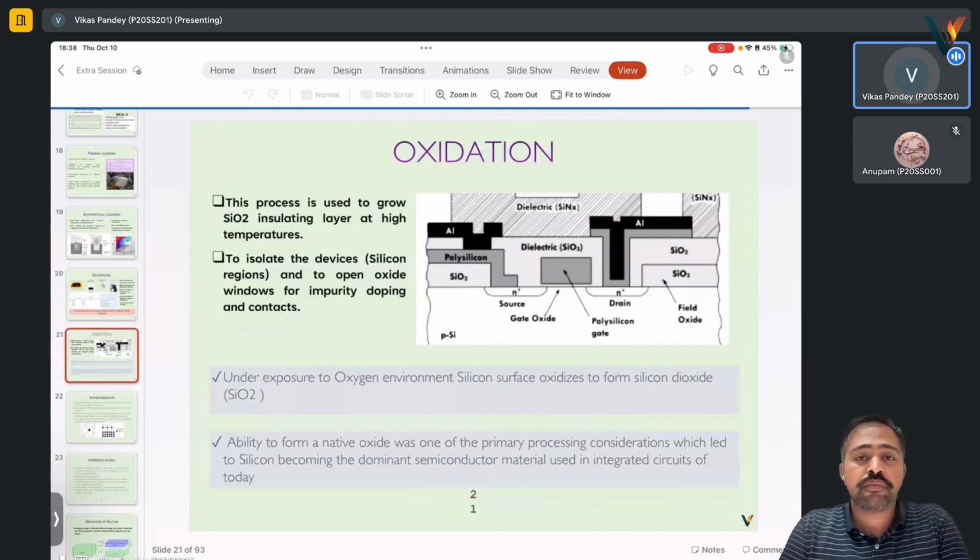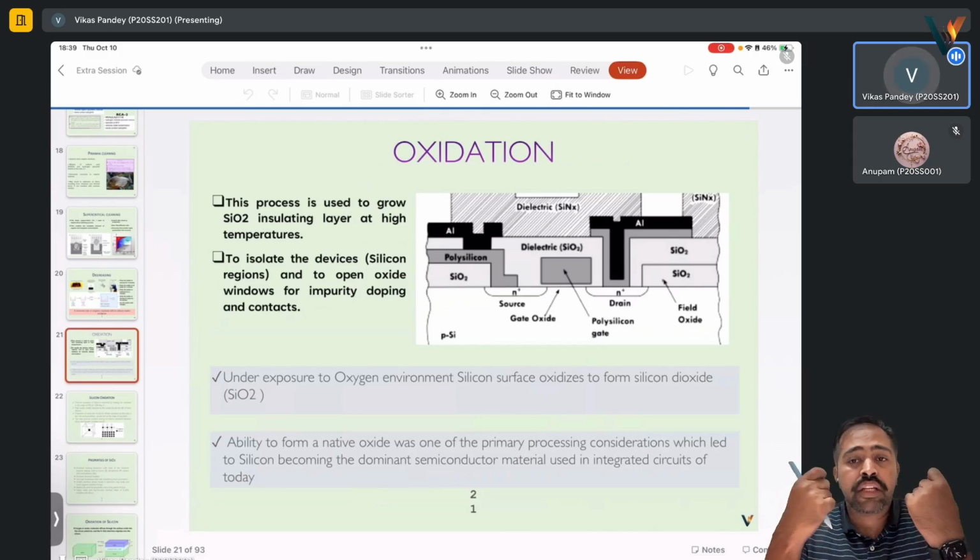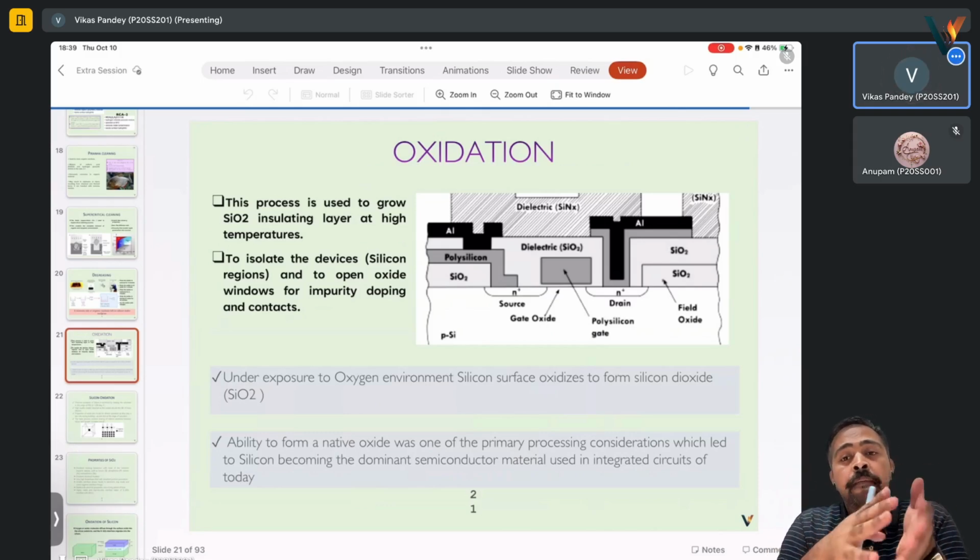Then the first process that we studied is oxidation. We have the wafer that is conductive in nature. Now we want some oxide of it, and the reason being it has multiple applications, like it can be used as a dielectric, as a passivation layer, as a separation between electrodes, and as a field oxide, where it is used to create the effective field for our different purposes like transistors and all.